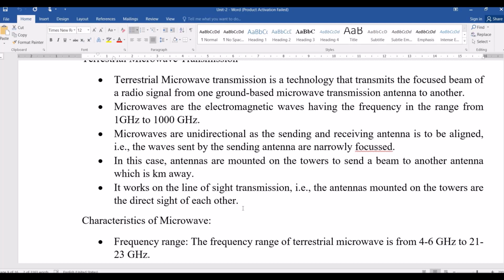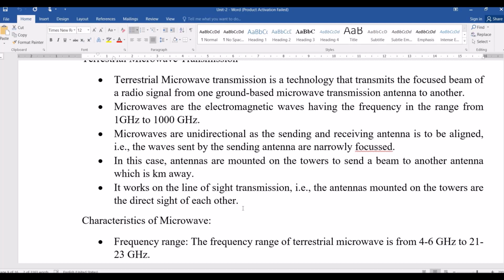So this is line-of-sight microwave. We need to have line-of-sight communications. Microwaves are electromagnetic waves having a frequency in the range of 1 gigahertz to 1000 gigahertz. That frequency is very high, that's why it cannot penetrate buildings, mountains, trees, those things. So it needs a line of sight from source to destination.